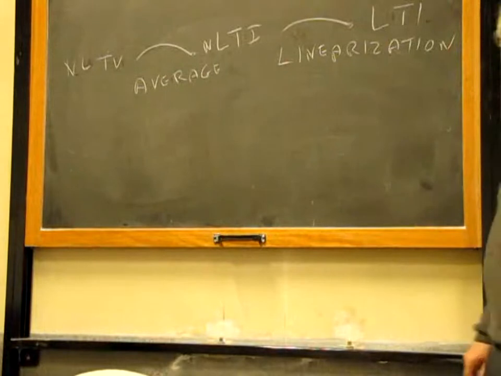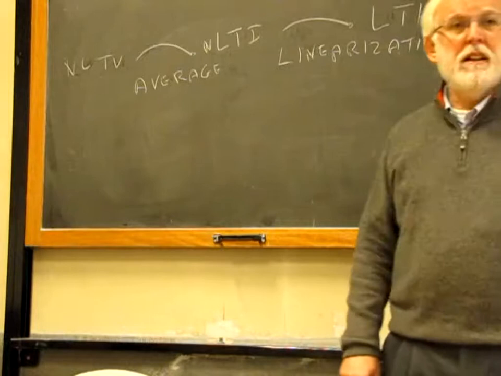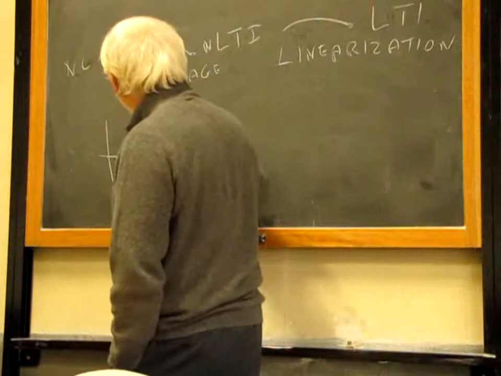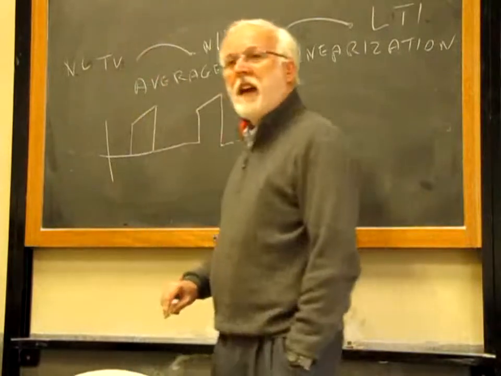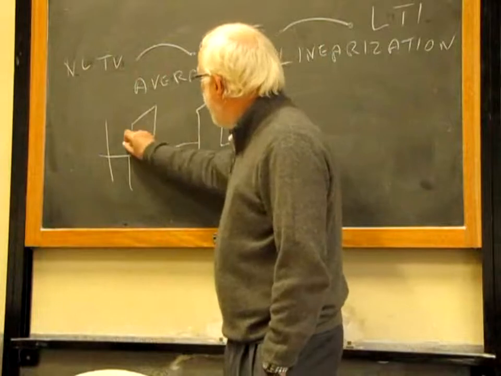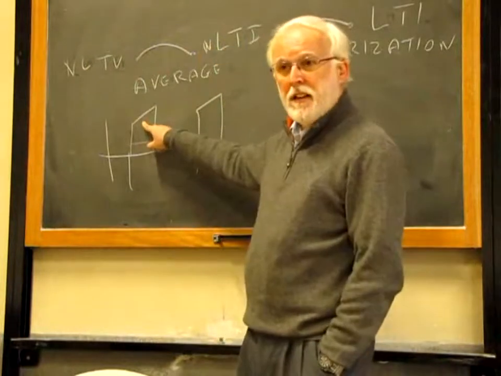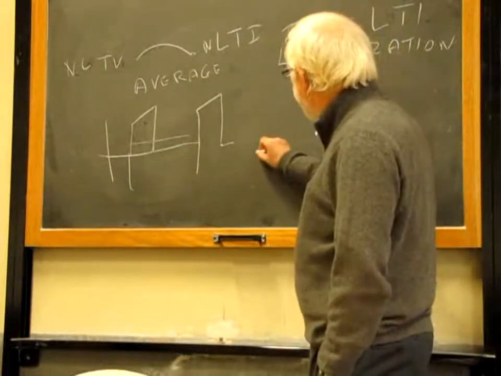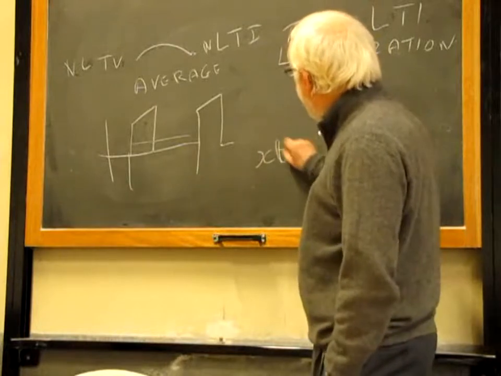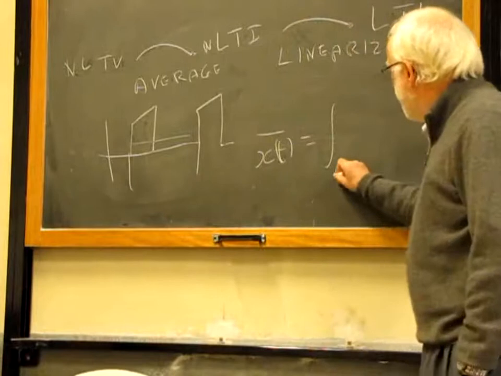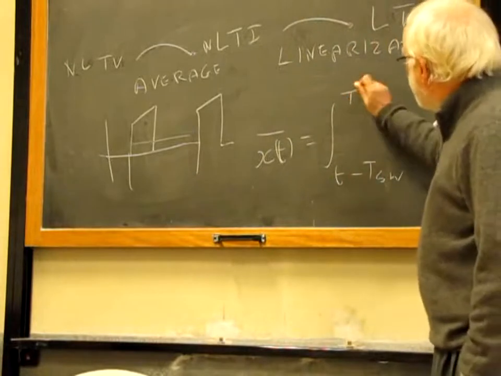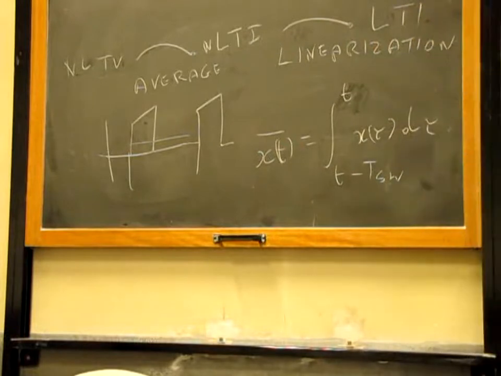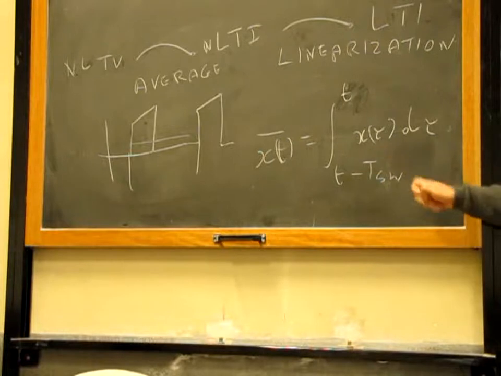And the basic idea is that if I have a varying system, I have a waveform that, for example, is something like this, I can take the average over one period. So I can average this one. And there are many different techniques to average this. I already told you one, that is, I can say that x average of t equals the integral from t minus the switching period to t of x of tau d tau. This is a possible average.